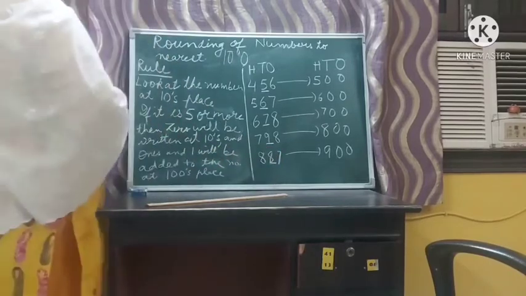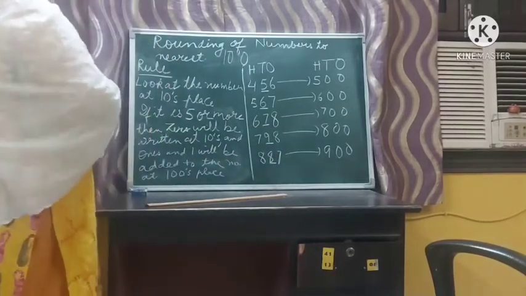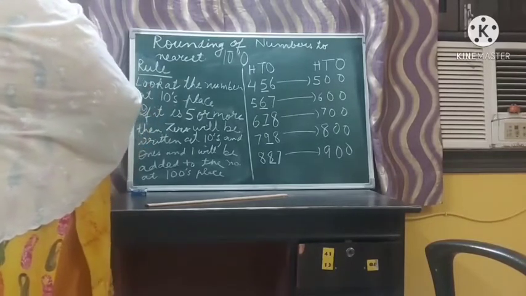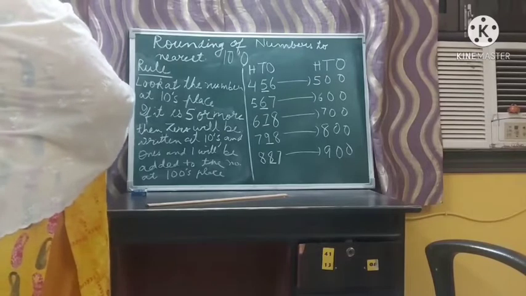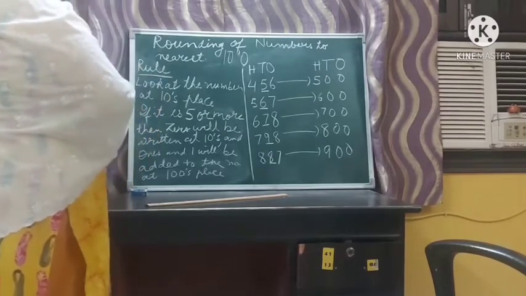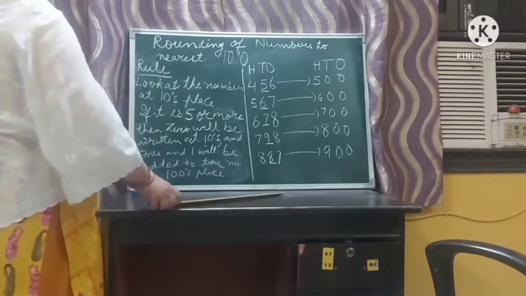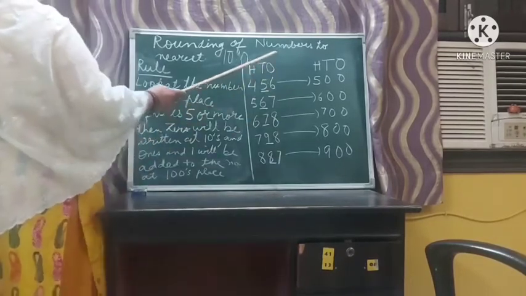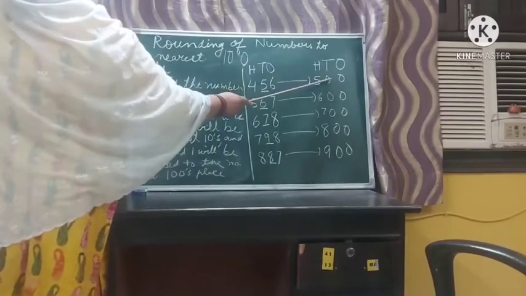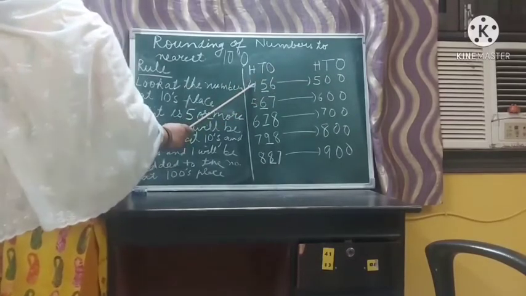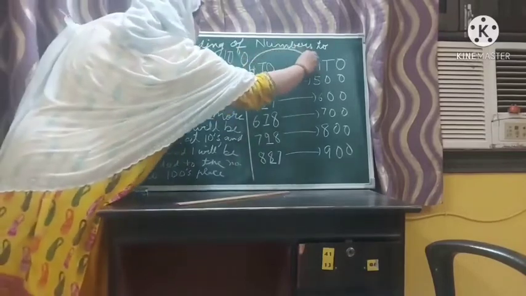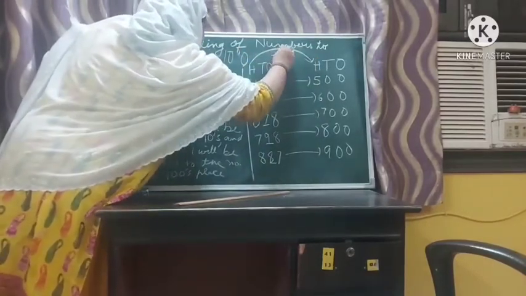So when we have to round off the number to the nearest 100 and the tens digit is 5 or more than 5, remember that: 5 or more than 5. Earlier it was 4 or less than 4. Now it is 5 or more than 5. Then in the tens place and ones place you write 0 0, and in the 100 place you add 1. In this 100 place you will add 1. See?